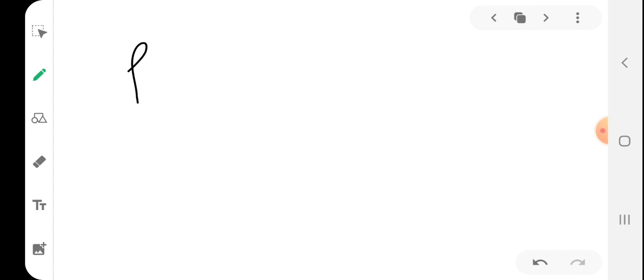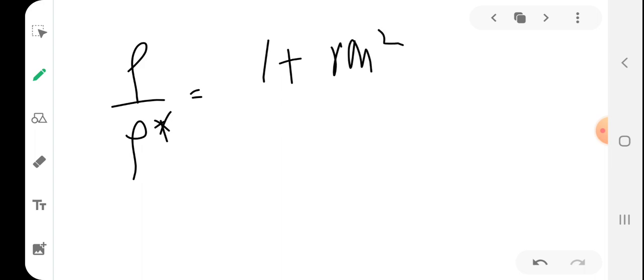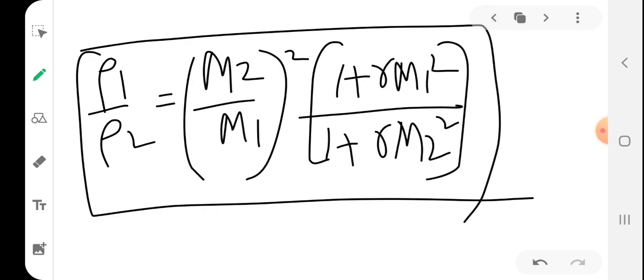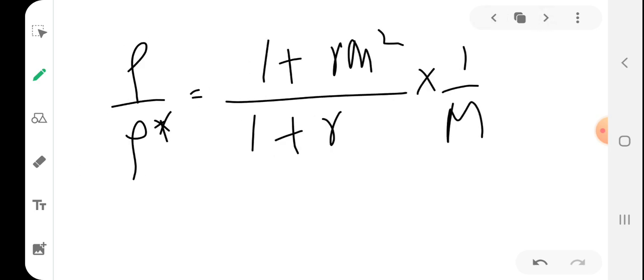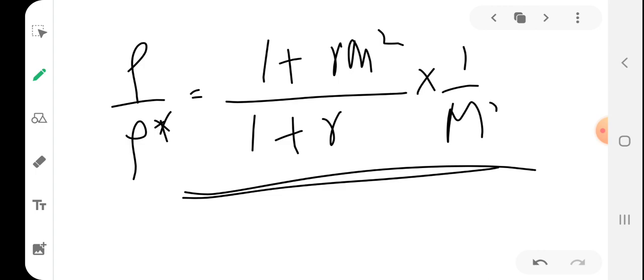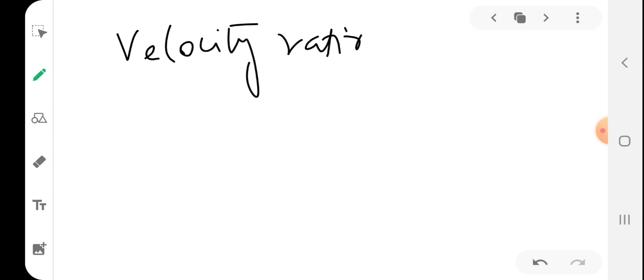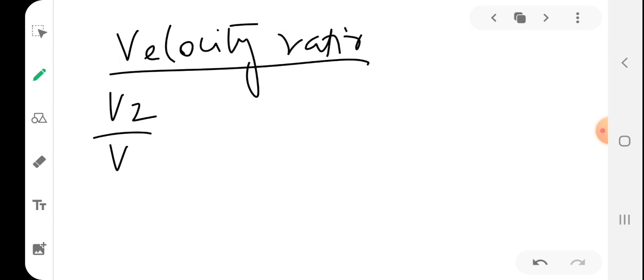Similarly, rho by rho star can be written as 1 plus gamma M square by 1 plus gamma, where instead of M2 by M1 you put 1 by M square. So that's the equation for rho by rho star. Now if you require to find the velocity ratio, that is V2 by V1, it is unknown.